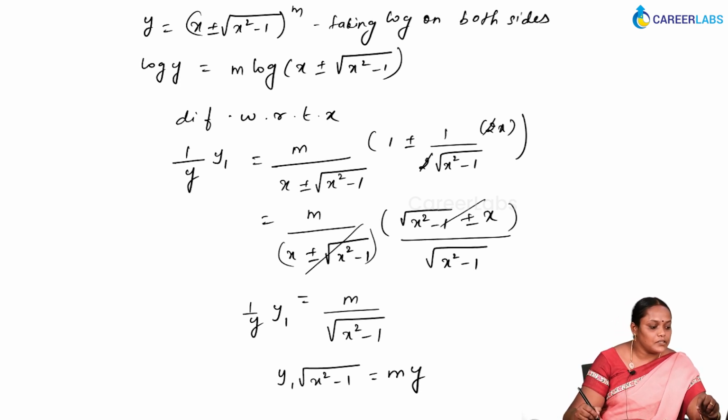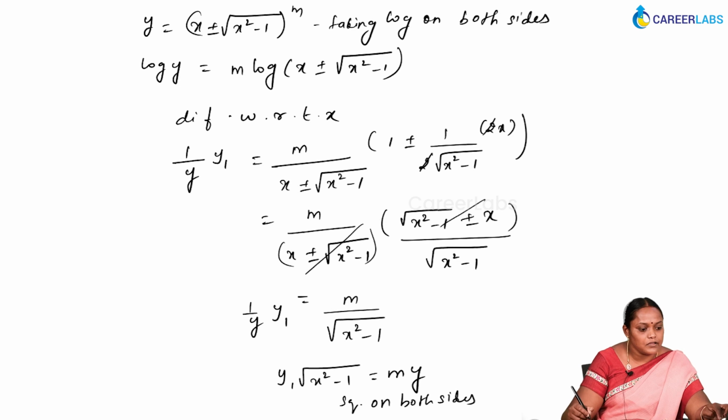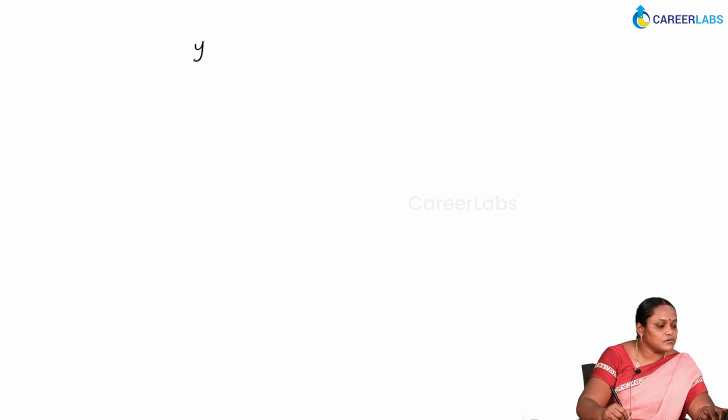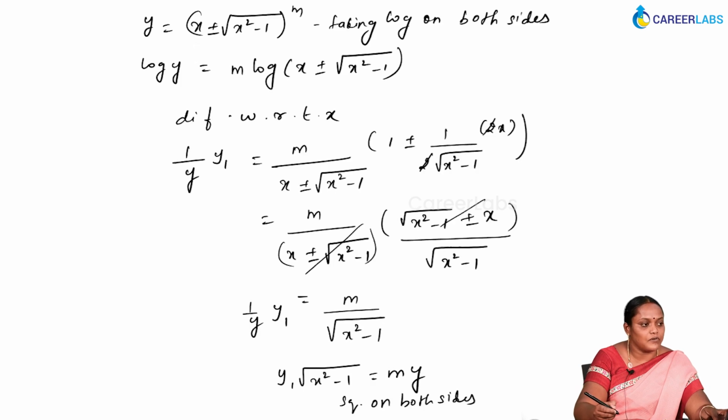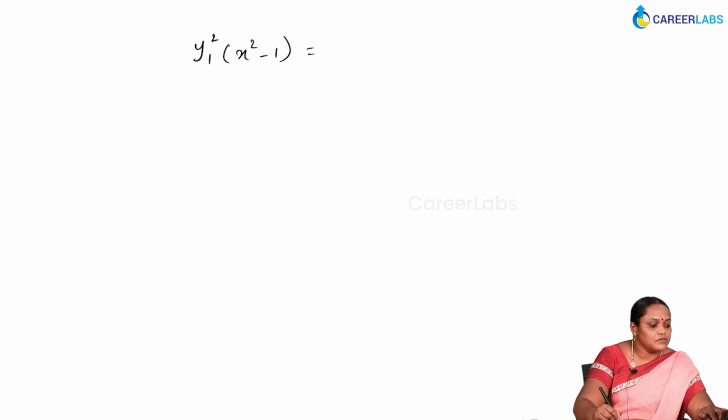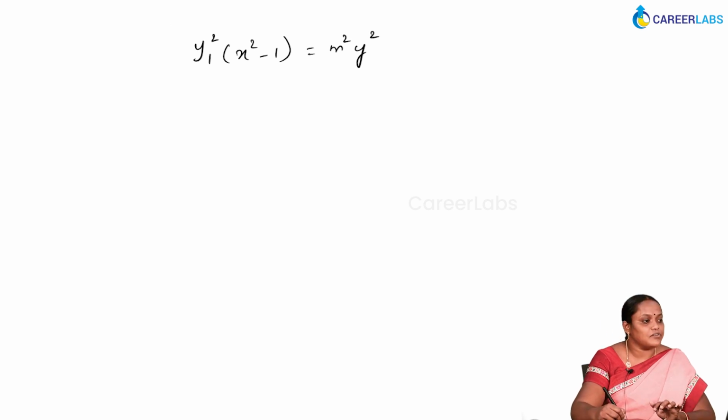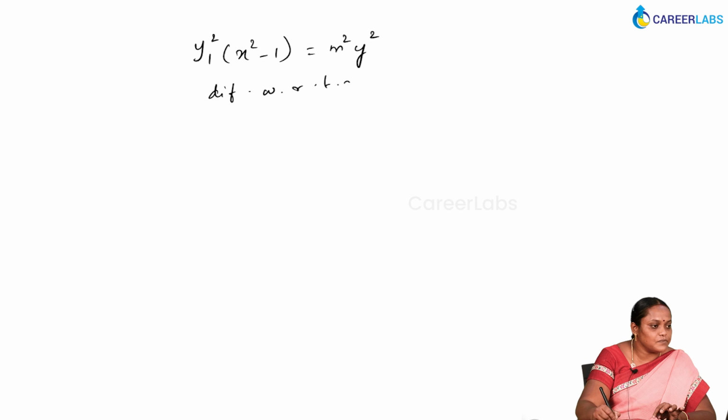So we can square the terms. Squaring on both sides, we get y1 square. Here square root will go, so this will be x square minus 1, and this is equivalent to m square into y square. So let us again differentiate this with respect to x.